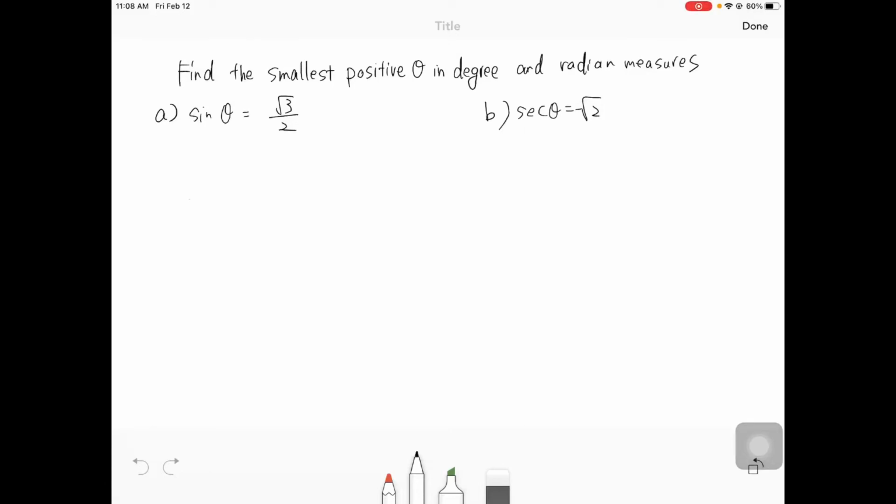Today I'm here to explain about this question. So let's get started with number A first. Sine theta is equivalent to square root of 3 over 2, and you need to find the value of theta. To solve this question, you need to know special angles.